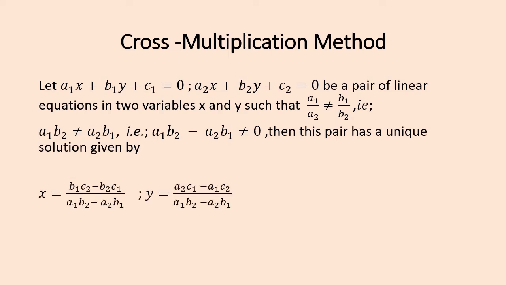the value of x will be b1 c2 minus b2 c1 upon a1 b2 minus a2 b1, and the value of y equal to a2 c1 minus a1 c2 upon a1 b2 minus a2 b1, where a1, a2 are the coefficients of the variable x, b1, b2 are the coefficients of the variable y, and c1 and c2 are the constant terms of the pair of linear equations.